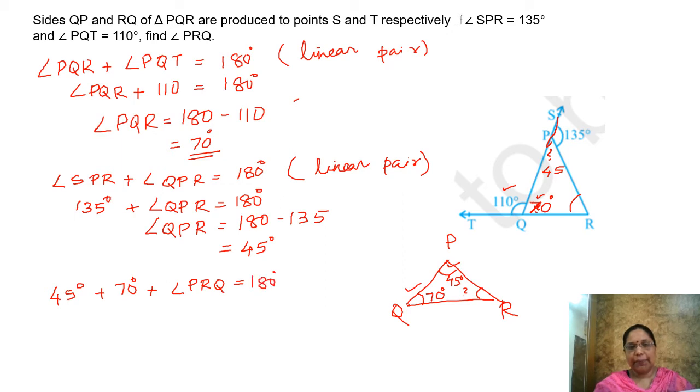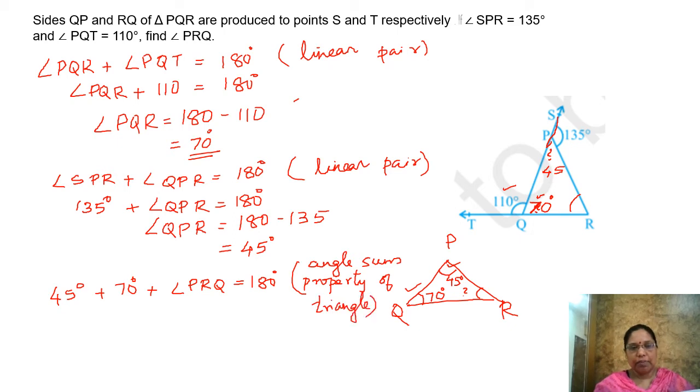Why? Everywhere you have to write the reason why you are thinking that it should be like that. Only if you write the reason correctly, you'll get the mark. Angle sum property of triangle. We have got that. Now, what do you get?